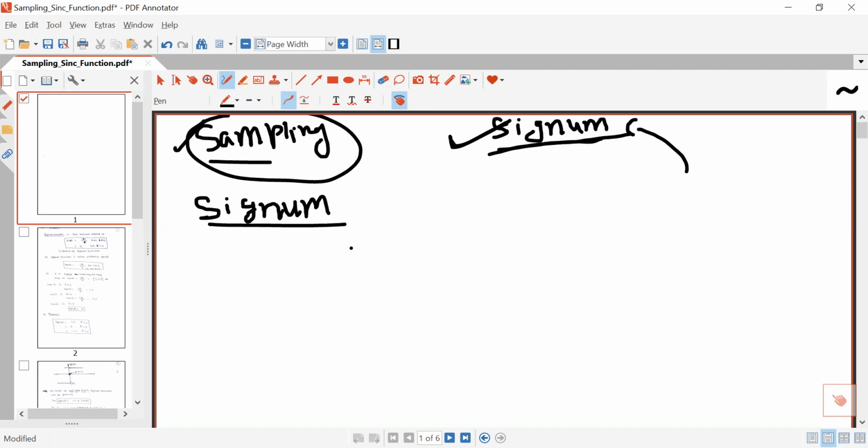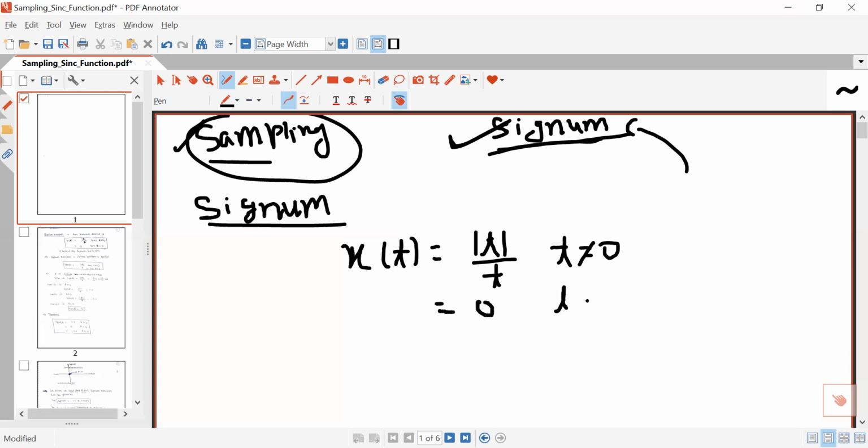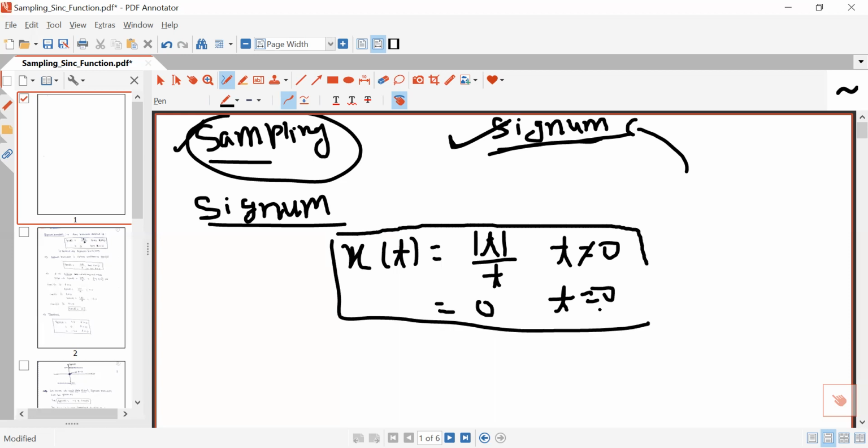Let us consider any signal or any function x(t), which is mathematically defined as x(t) equal to mod of t by t for any real value of t except t equal to 0. At t equal to 0, it is 0. Let us analyze this mathematical expression first to understand signum function.